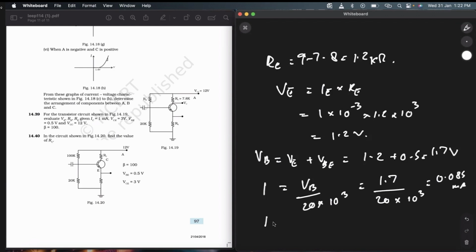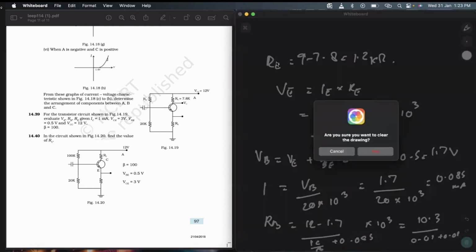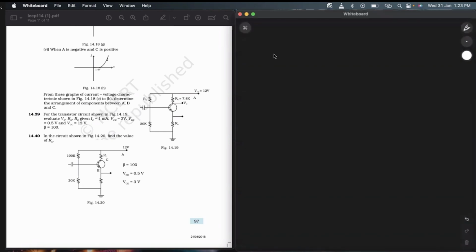ठीक है. Resistance RB will be equal to 12 minus 1.7 upon IC by beta plus 0.085 into 10 to the power of 3. So it will be 10.3 upon 0.01 plus 0.085. तो इसको मैं फाइनली लिख सकता हूँ 108 किलो ओम. आरबी की वैल्यू हो गई 108 किलो ओम. डन. नाउ लास्ट क्वेश्चन इन द सर्किट शोन इन द फिगर फाइंड द वैल्यू ऑफ आरसी.